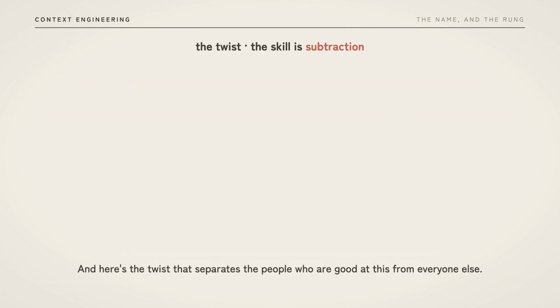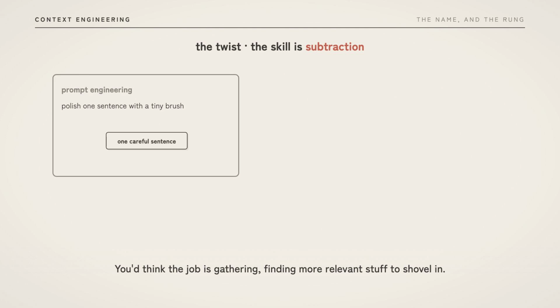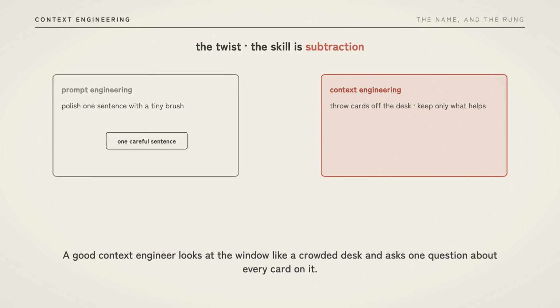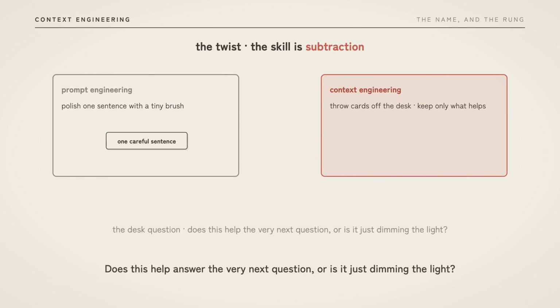And here is the twist that separates the people who are good at this from everyone else. You'd think the job is gathering, finding more relevant stuff to shovel in. It's the opposite. Because every token spends attention, the real skill is subtraction, deciding what to leave out. A good context engineer looks at the window like a crowded desk and asks one question about every card on it. Does this help answer the very next question, or is it just dimming the light?